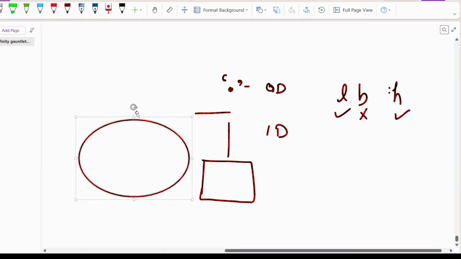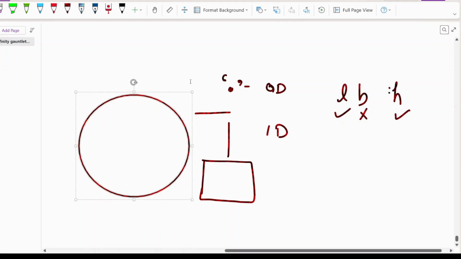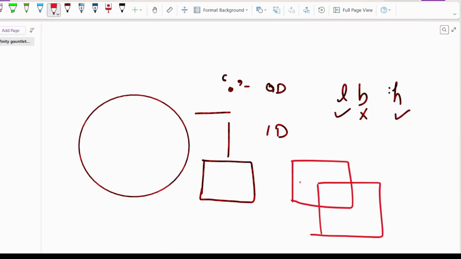Whatever the plane or the oval things or the plane things are there, they are the 2D figures. And what about the 2D figures? Yes, they have some definite boundary. And what about the 3D figures? A figure is 3D when we require length, breadth, and height, all the three things at the same time. That's why it is three-dimensional.